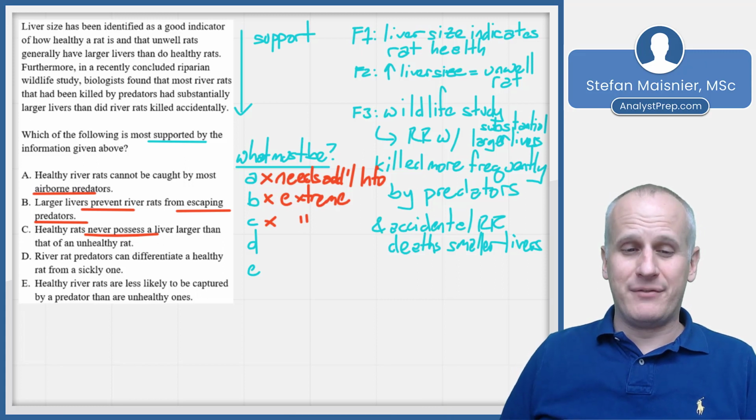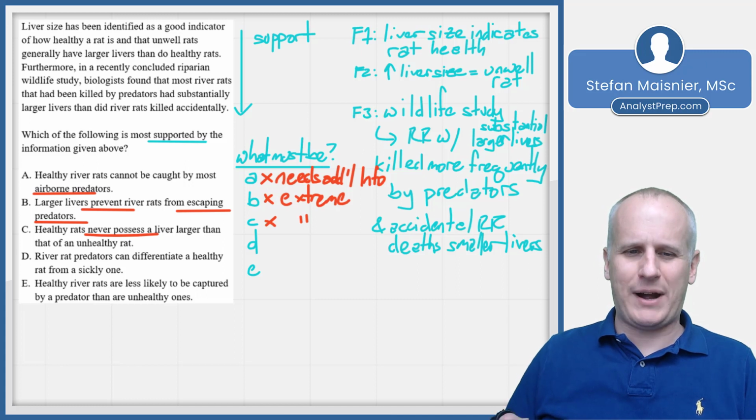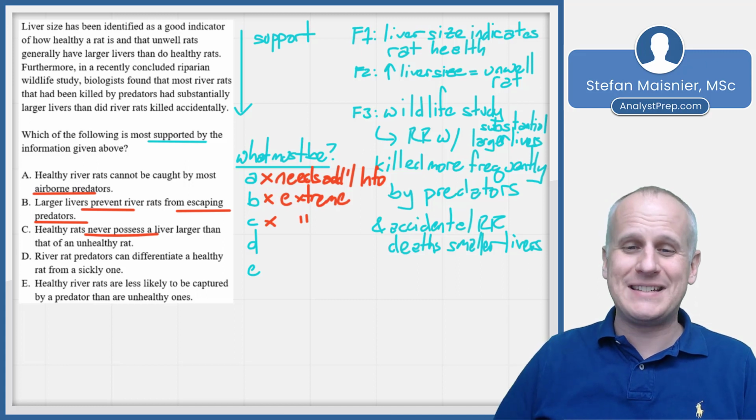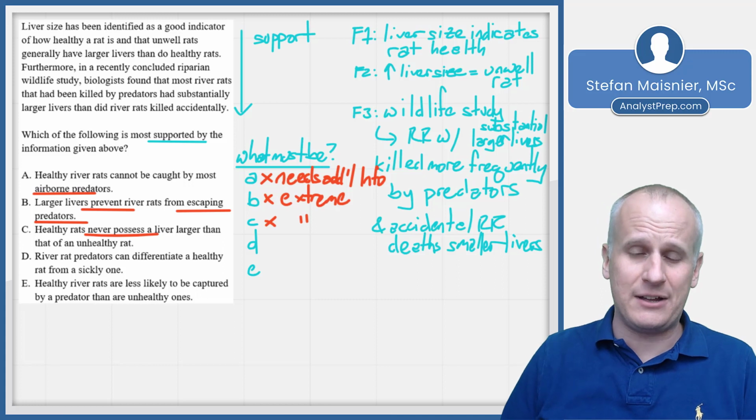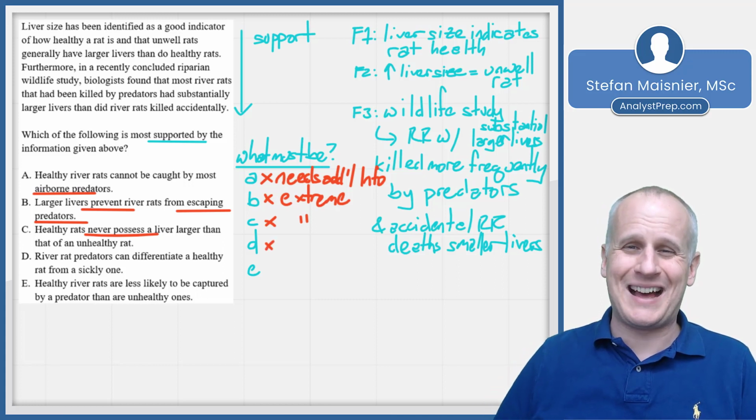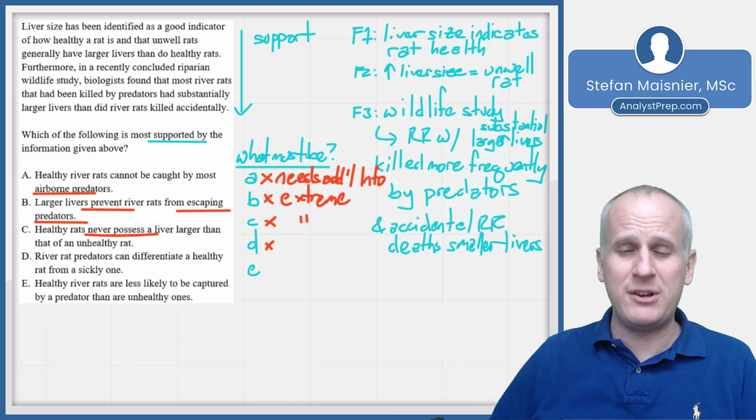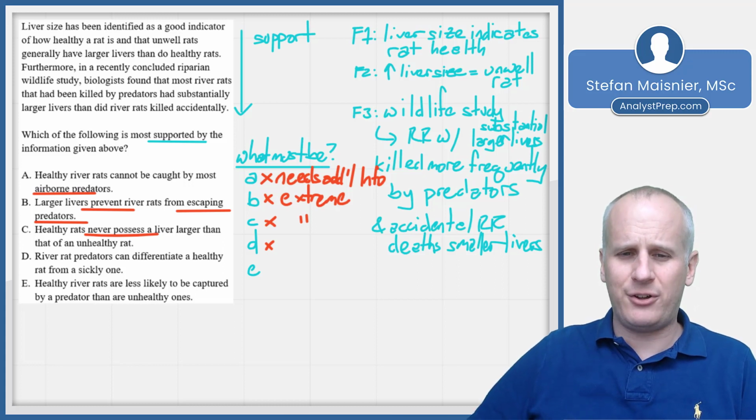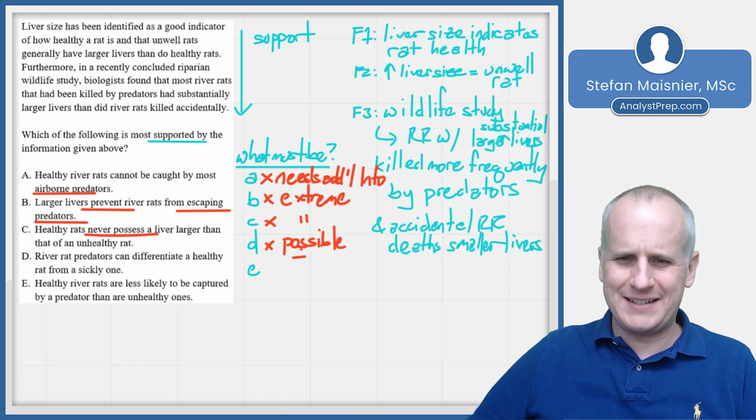Choice D is a bit of a trap because it says river rat predators can differentiate a healthy rat from a sickly one. This may seem reasonable, like, hey, they can tell. It doesn't have to be that way. They could just be better at catching them and not even know that that's the case. So make sure you check all 5 choices at all times, because this is possible, but that does not mean that it's certain.